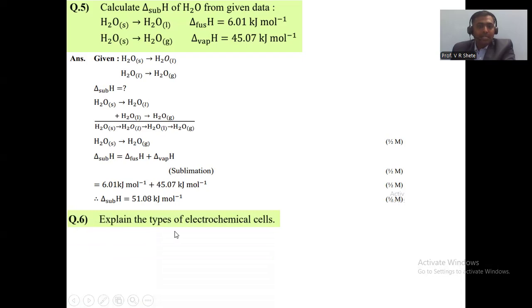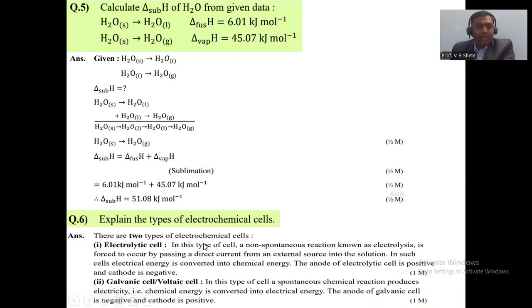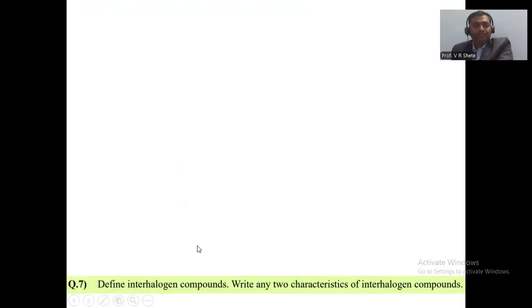Next, explain the types of electrochemical cell. There are two types of electrochemical cell we have studied. The first one is the electrolytic cell, the second one is the galvanic cell. And what is the basic difference between these two cells? The question comes from electrochemistry. The electrolytic cell converts electrical energy into chemical energy, and the galvanic cell, that is the voltaic cell, converts chemical energy into electricity. This is the basic difference between these two cells.